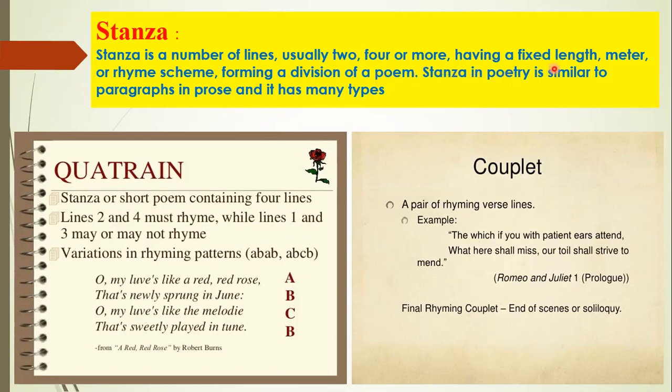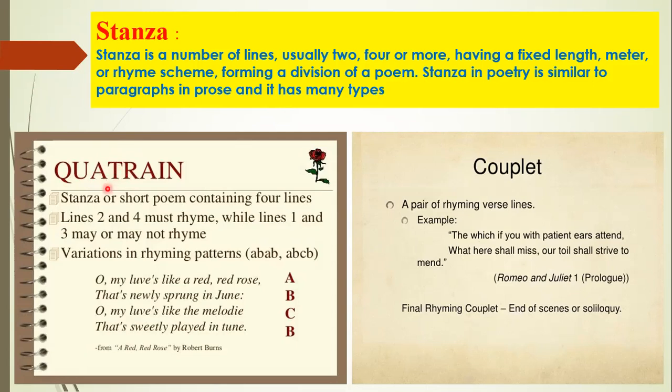Stanza in poetry is similar to paragraphs in prose, and it has many types. So here the stanza is part of the poem. الستانزا هي جزء من القصيدة، وهذا الجزء قد يكون متكون من بيتين أو من 3 أبيات أو 4 أبيات أو أكثر، واعتمادا على عدد الأبيات ستكون هناك أنواع من الستانزا. The most important types, أهم تقريبا نوعين من أنواع الستانزا, the first one is the quatrain, الستانزا الرباعية.